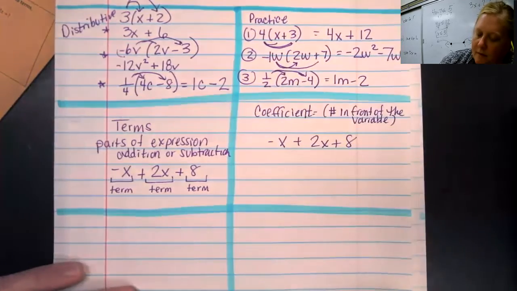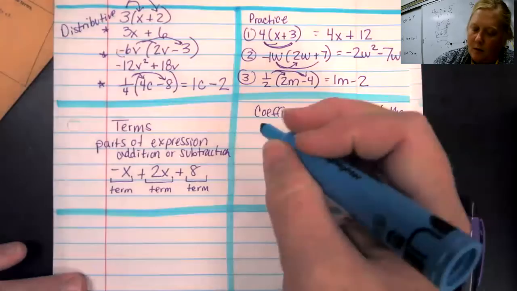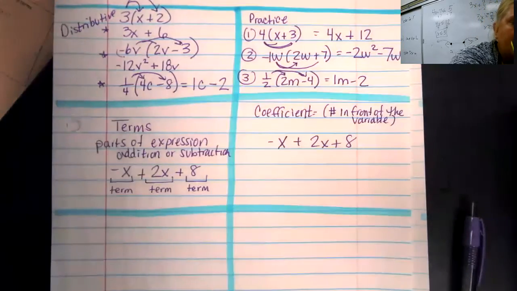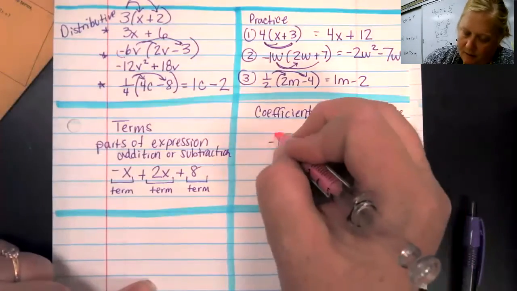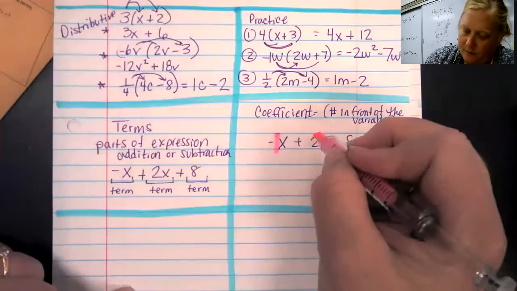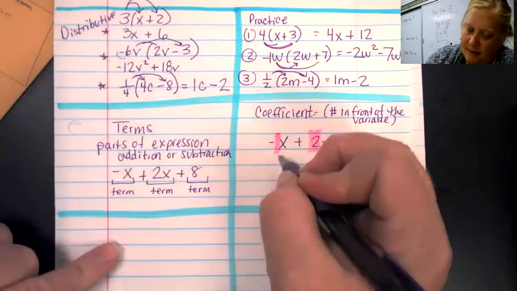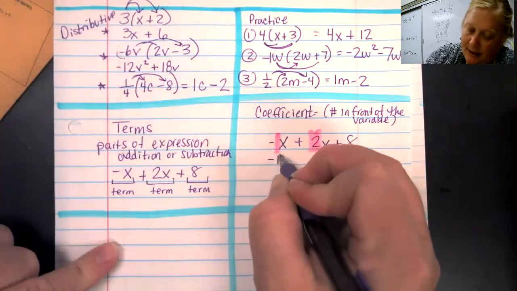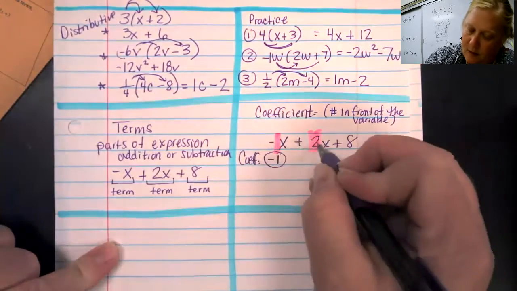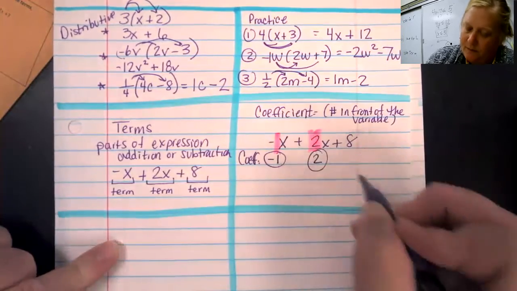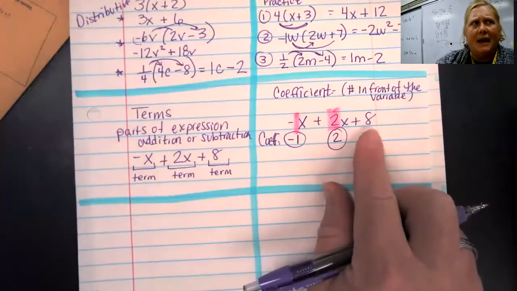Okay? In this case, what's my number in front of the variable here? Well, this is easy. It's a 1. Actually, it's a -1. And it's a 2. Okay? Notice I didn't put the 8.